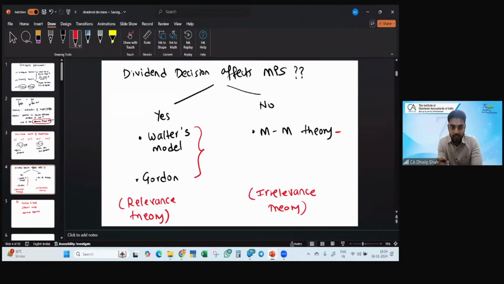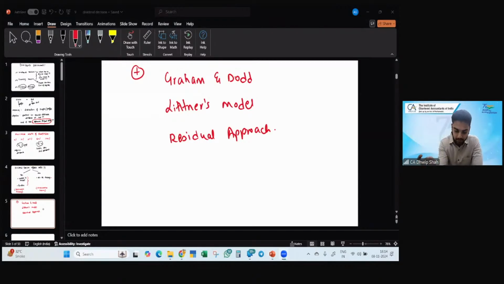Apart from these three theories, Walter, Gordon, and MM, we also have to learn some other theories given by other finance scholars. You have these theories in your module: Graham and Dodd, Lintner, and residual.